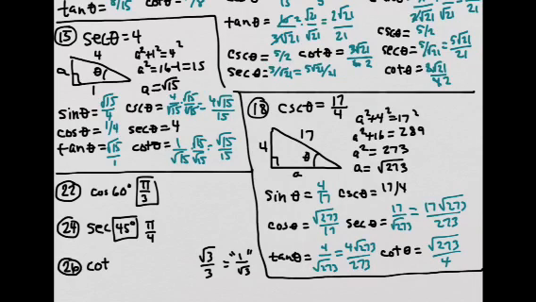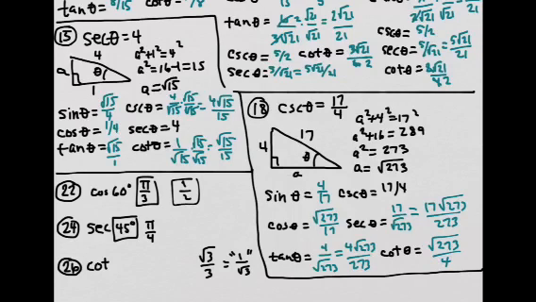So the next few problems, 22 to 30, it's basically just using the unit circle because they want the angles from 0 to 90 or 0 to pi over 2. So that's quadrant 1 on the unit circle. So for 22, cosine of 60 is the same thing as cosine of pi over 3, so that's going to be 1/2.